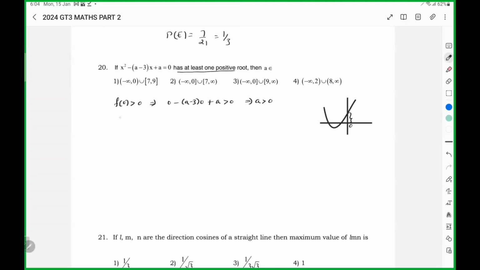And minus b by 2a, where it attains its minima, that should be negative. Minus of (a minus 3) by 2 is negative. So from here, a is less than 3. So both roots are negative.